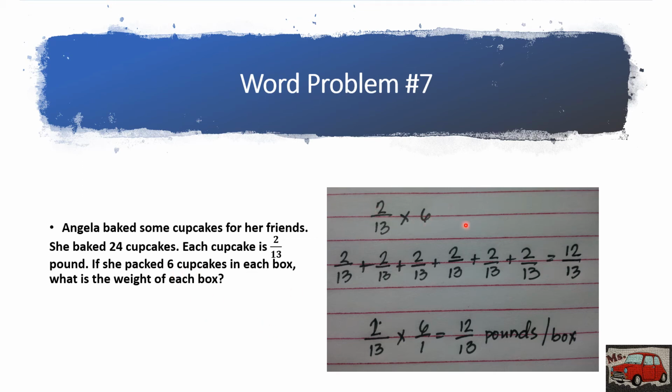So, 2/13 times 6. So, times 6, ibig sabihin, we just need to add 2 over 13 ng 6 na beses. Okay? So, we just need to add their numerator. So, we have 12 over 13. So, that is the total pounds nung weight ng isang box. Okay? Or ng 6 na cupcakes. Now, if we do the other way, so dahil whole number siya, so ang denominator niyo is 1. So we can just multiply their numerator and denominator and we'll get the same answer. 12 over 13 pounds per box.